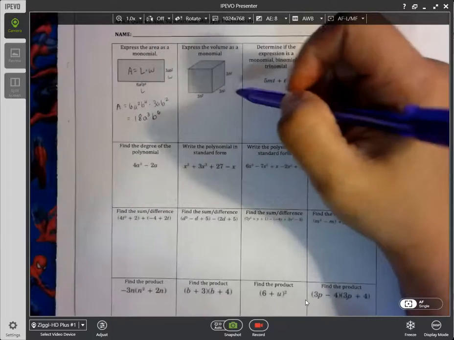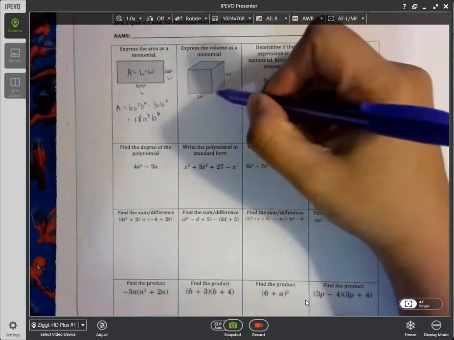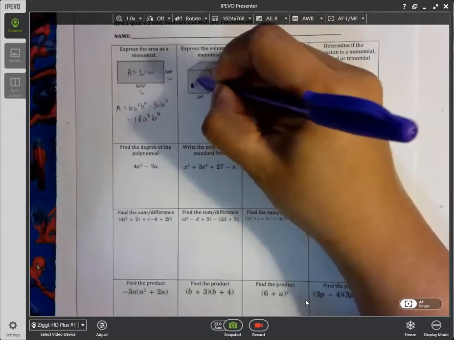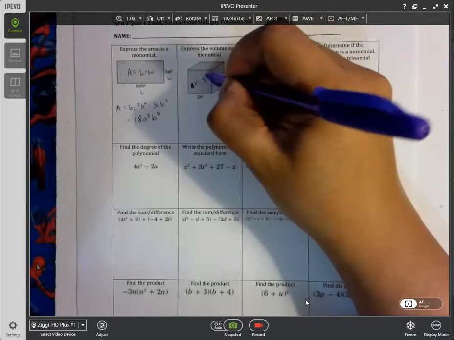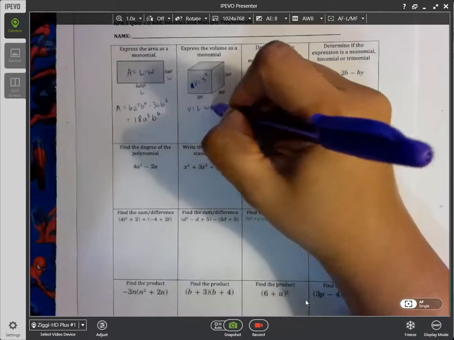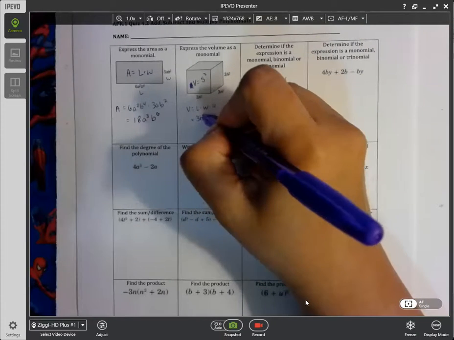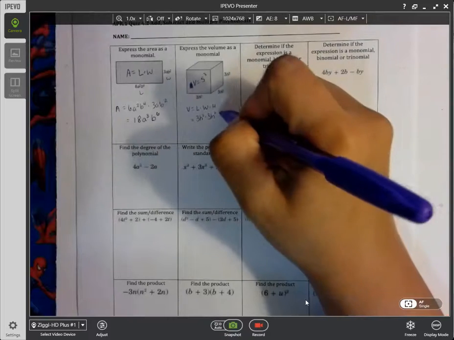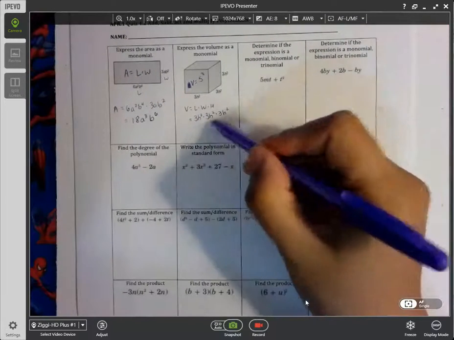We're going to express the volume as a monomial of this. It's a cube because all of the sides are the same. So the volume is going to be the sides cubed. We'll multiply all the sides together. You can also think of it as length times width times height if this was a rectangular prism. So that would be 3h squared times 3h squared times 3h squared. And the reason why we can multiply all these at the same time is because they're monomials.